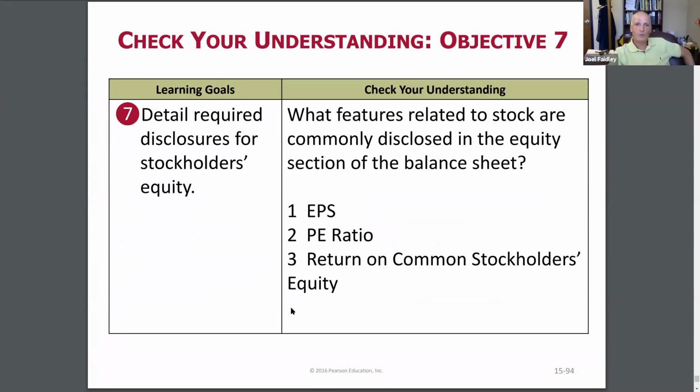All right, and finally here, what are some of the key ratios? Well, earnings per share is a key ratio, right? Net income minus preferred dividends divided by weighted average common shares outstanding. What's the PE ratio? Well, that's the market price of the stock divided by the earnings per share. That gives you a multiple. The lower the multiple, the more undervalued the stock is.